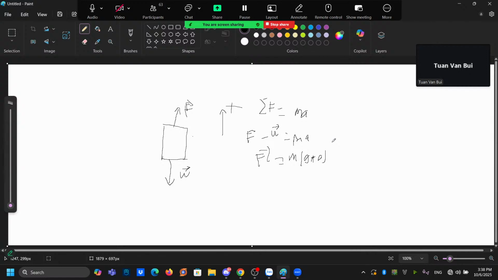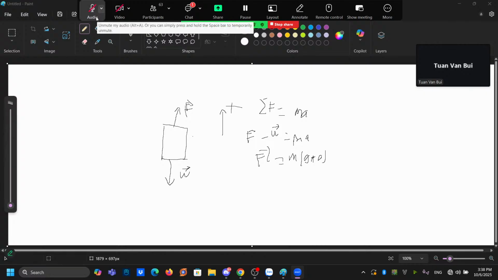So that is the correct answer. The only point to notice in this exercise is that you need to convert the acceleration of 15 feet per second square to meter per second square. In order to do that, you just multiply by 0.3048. And then apply the formula right here.